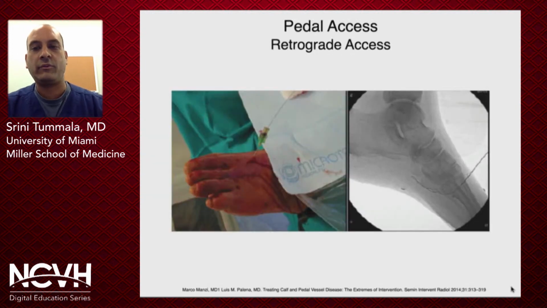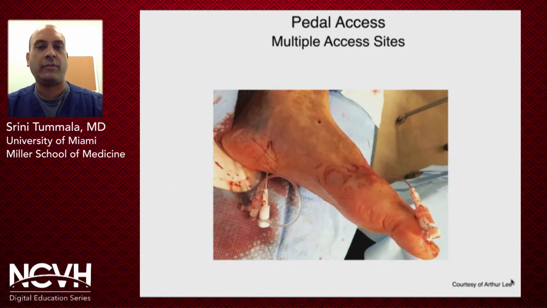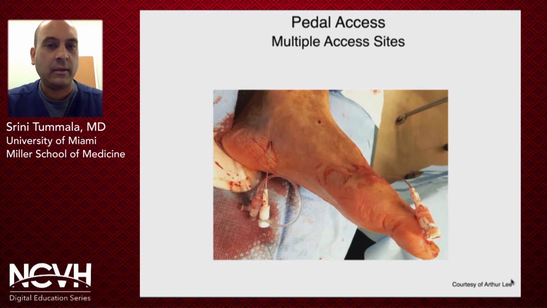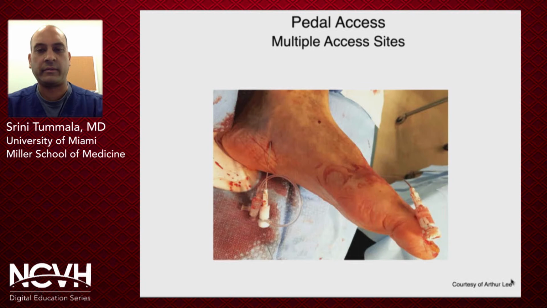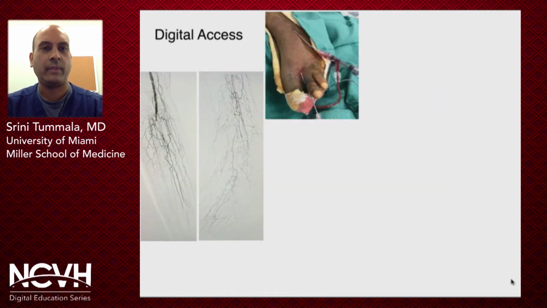You can also do retrograde access, as in this case, where they punctured basically part of the pedal loop, and then we were able to recanalize a lateral plantar artery and then continue to the posterior tibial artery. And don't forget, as in this slide, which shows that multiple access sites may be needed. Remember, usually when you're dealing with below ankle interventions, we're talking about limb salvage, and you really have to pull out all the stops to try to save that patient from getting a major amputation.